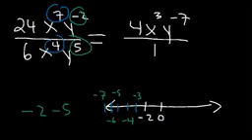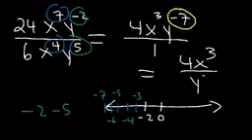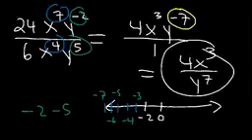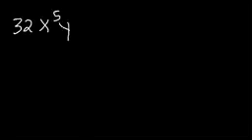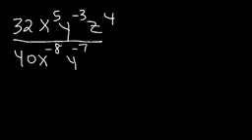So now, to make the negative exponent positive, we need to move the y to the bottom. So the final answer is 4x cubed divided by y to the 7th. Try this one. 32x to the 5th power, y to the -3, z to the 4th, divided by 40x to the -8, y to the -7, z to the -8.